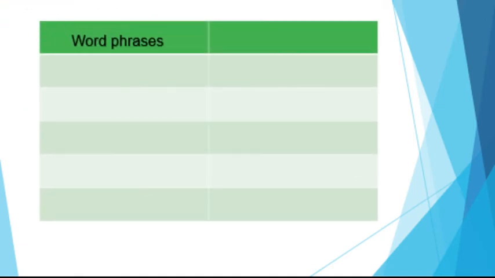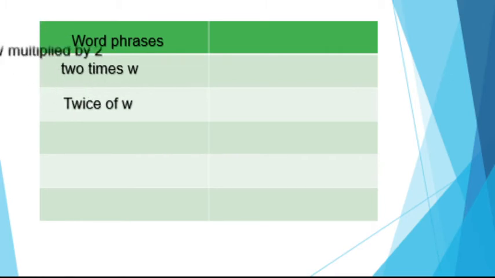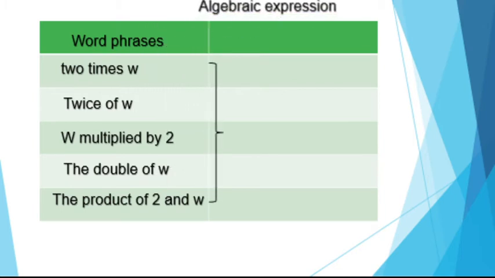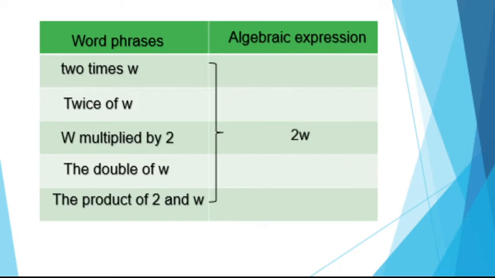Next, word phrases, you have 2 times w, twice of w, w multiplied by 2, the double of w, the product of 2 and w. These word phrases could also be written in a very simple way into an algebraic expression as 2w. Okay, again, you can use any letter in the alphabet.